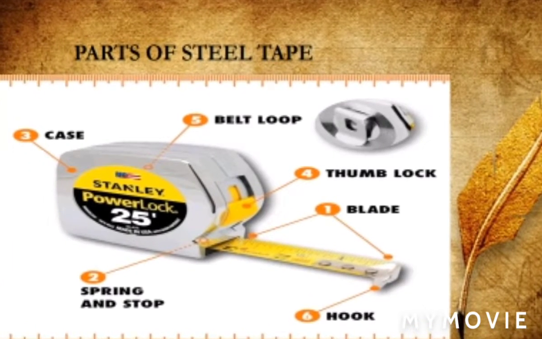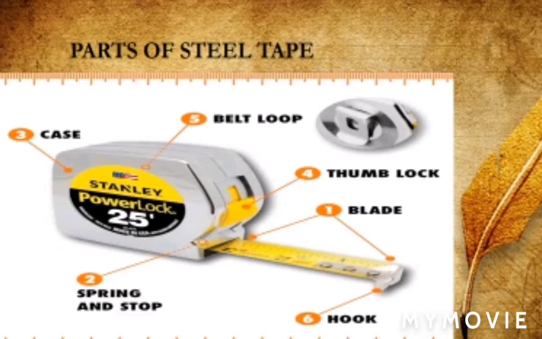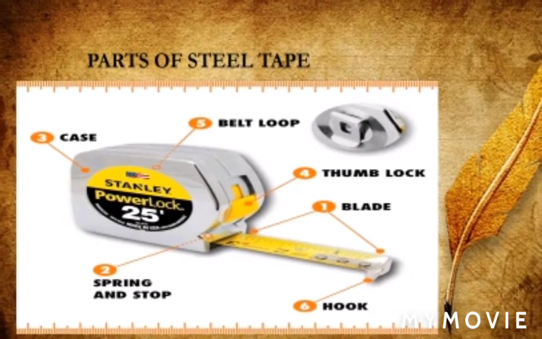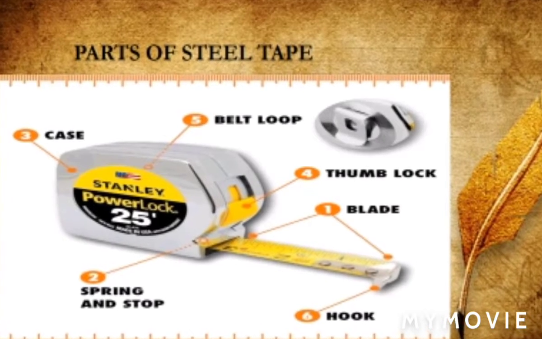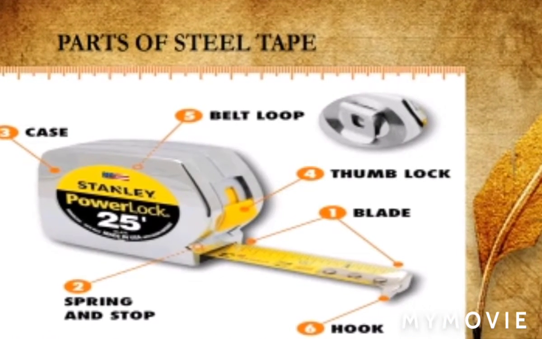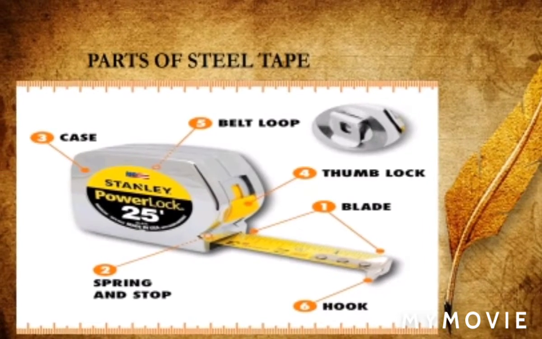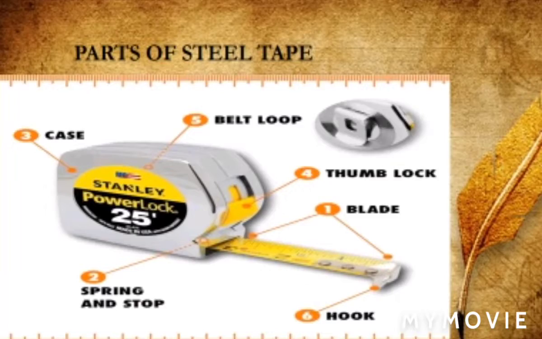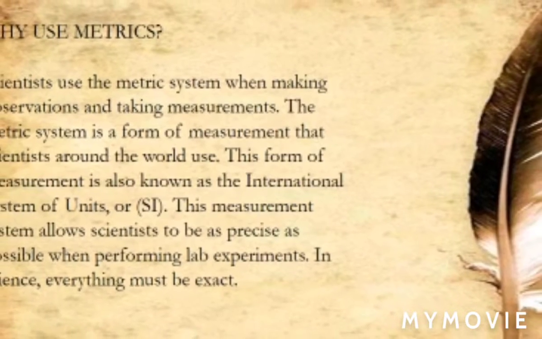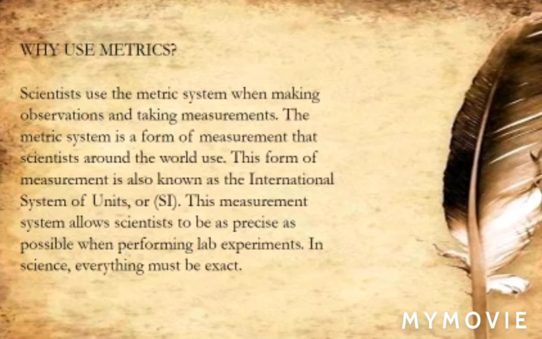Number 6 is the hook. At the forward lip of the blade is a hook that allows you to slip it over the side of something you are measuring and pull it out as you go. This prevents you from having to feed it out as you go and makes it easier to measure things with relatively large distances. Later on, we will be using the metric system in measuring.